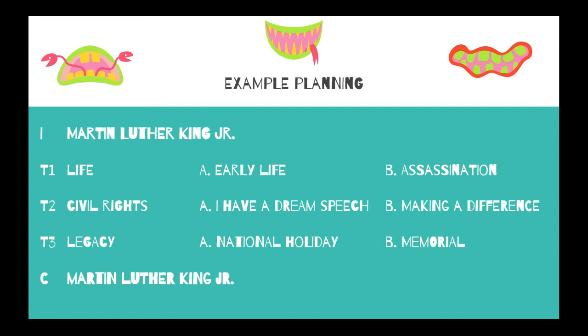So if I was going to make an ITC plan based on the prompt that I read after I read the 3 passages about Martin Luther King Jr., my plan would look something like this. I'd have the I and C paragraphs be about Martin Luther King Jr., and then my 3 main topics would be his life, civil rights, and his legacy.